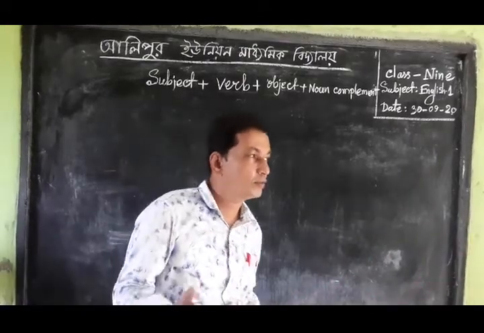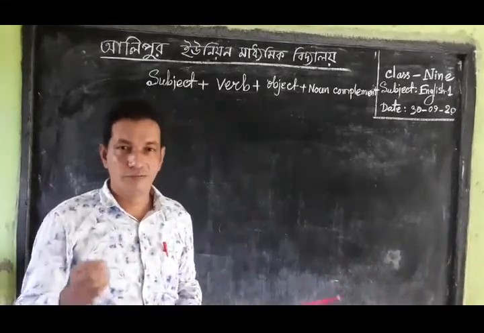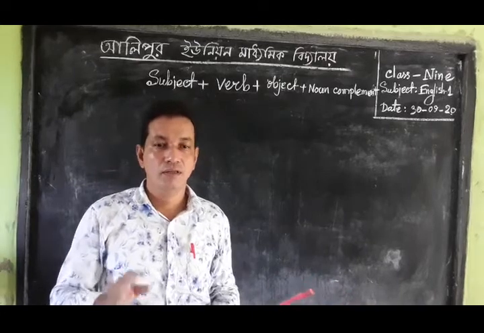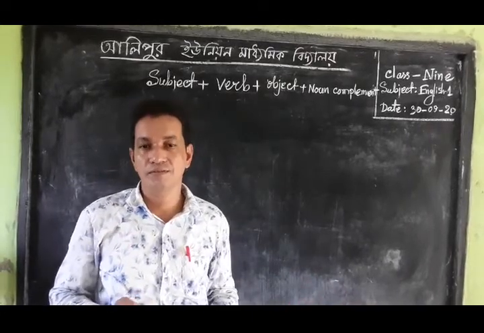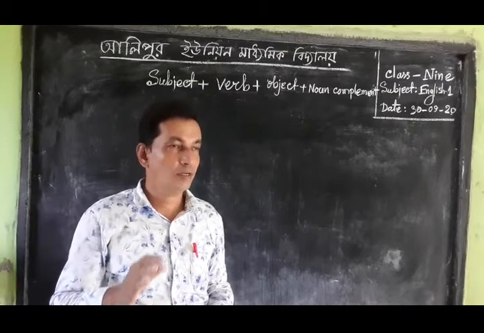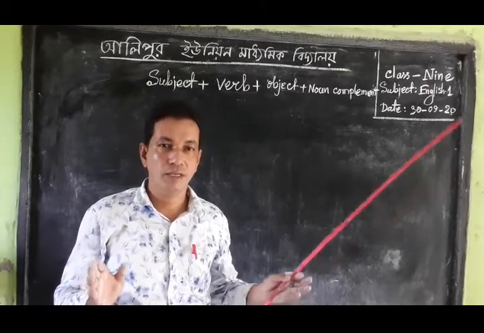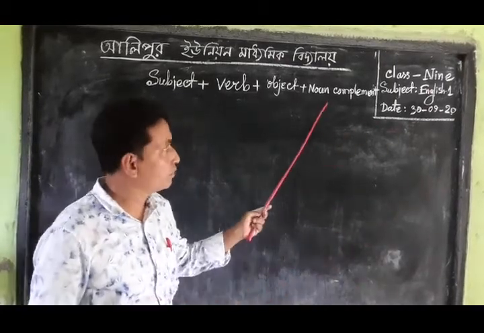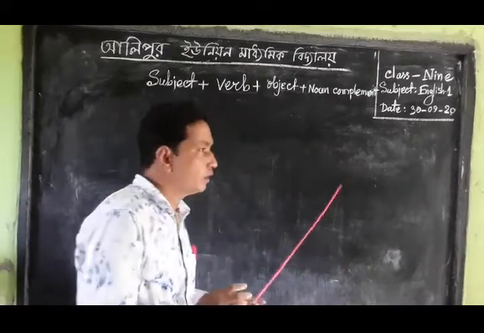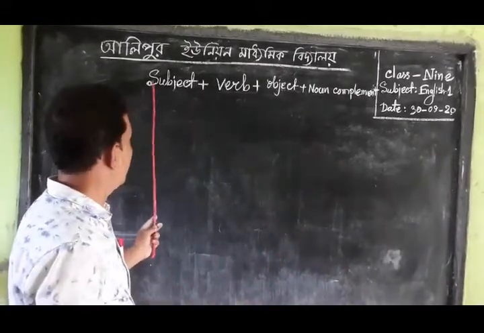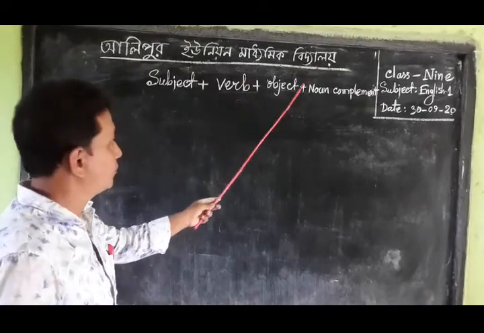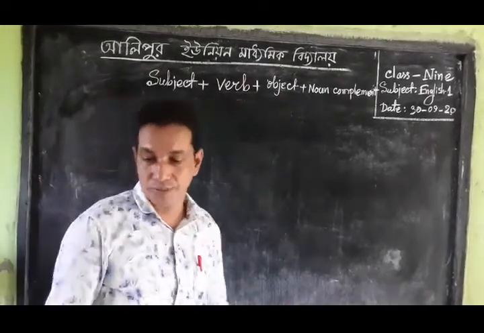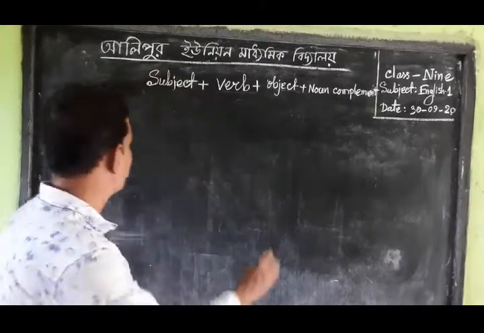Complement is a word which is very necessary to complete the sense or form of a sentence. Without the word, the sentence is incomplete. So complement is very necessary in a sentence. And this is the structure: subject, verb, object, noun complement. Now I am giving an example.